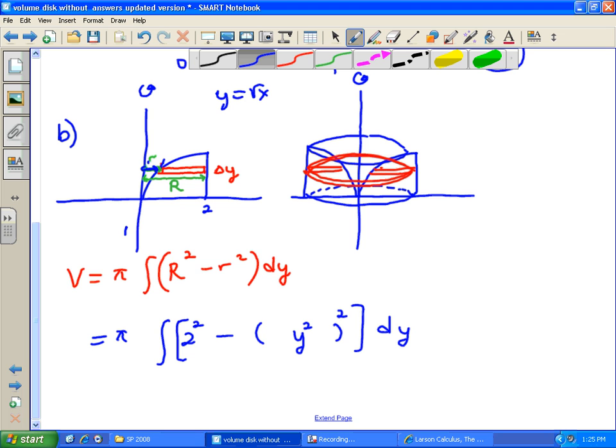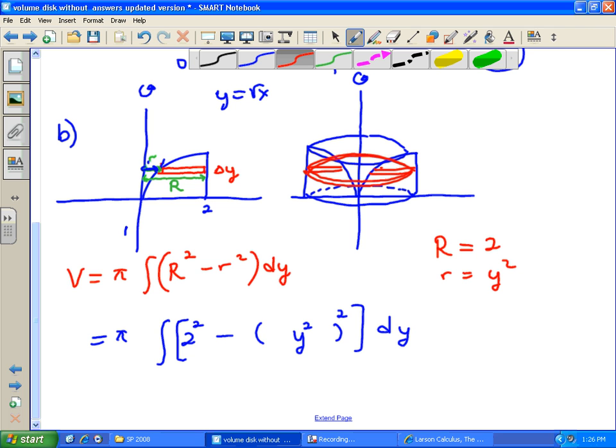But why do I have that outer squaring once again? Because the formula said big R squared minus little r squared. If you like, you can write an intermediate step here. You can say big R is equal to 2 units and little r is equal to y squared units. Then you go back and you put it into your formula.